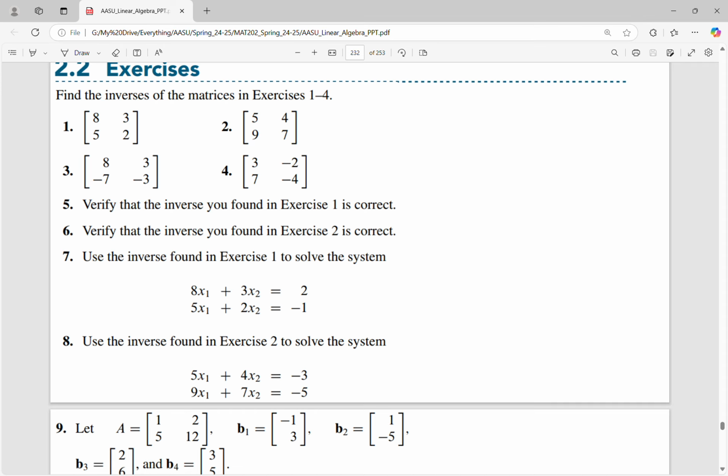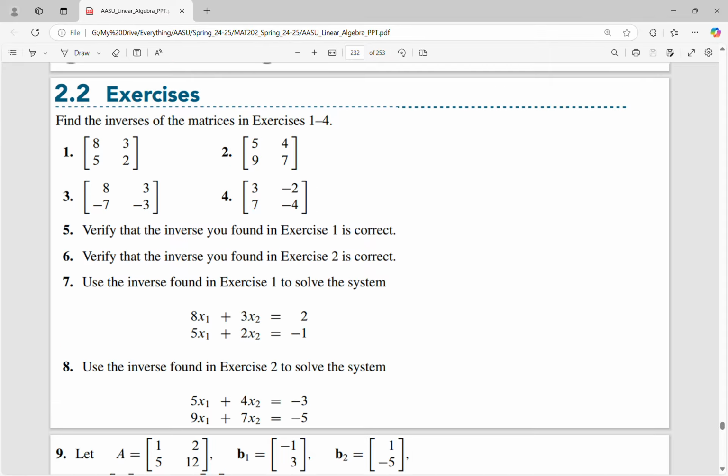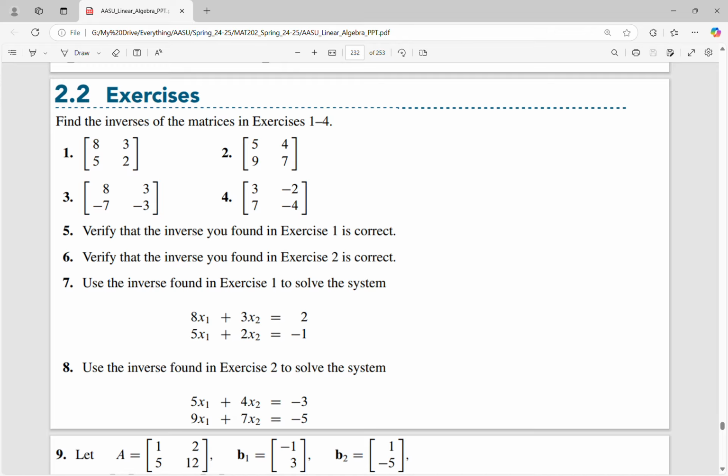السلام عليكم. إذا راح نحل بعض المسائل في section 2.2 وتحديدا الانفرسز. الموضوع في غاية الأهمية يعني ونحل بعض المسائل. Let's start. We will solve sample questions. So for example الأسئلة من 1 ل 4 we will solve one of them, just one of them. Find the inverses of the matrices.